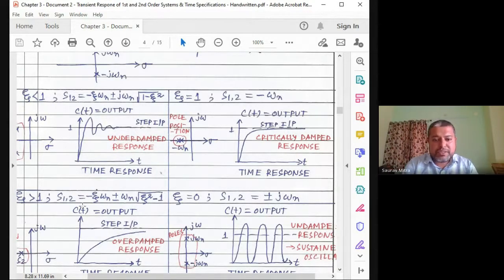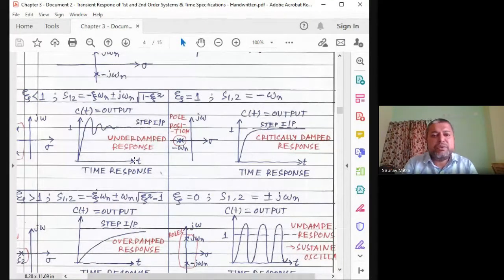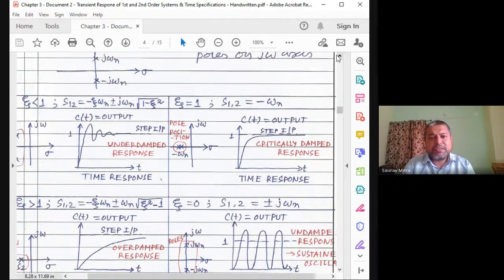So first we will do the undamped case, second we will do the critical damped case, third we will do the overdamped case, finally we will go into the underdamped case. But while writing in the exam, you have to go on increasing with the effect of zeta. So first you have to do undamped, then underdamped, then critical damp, and then overdamped. So you have to go in the order of increasing value of zeta whenever you are writing the same question in the exam.